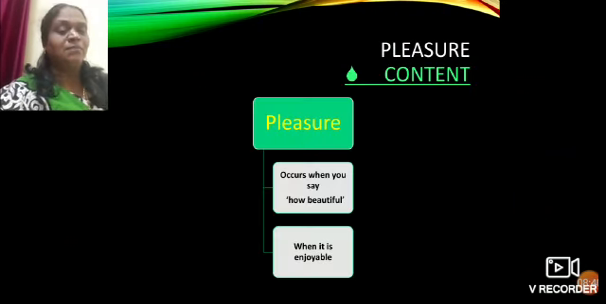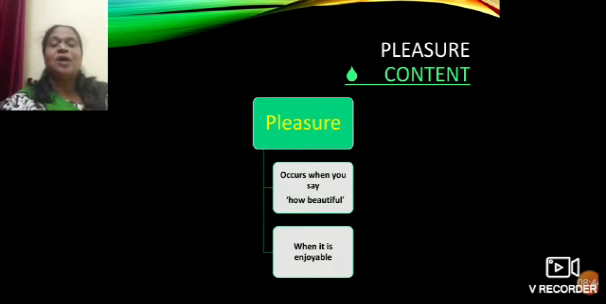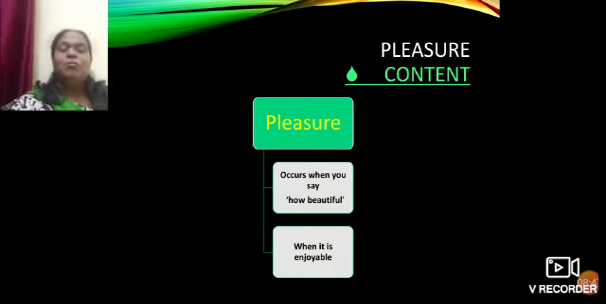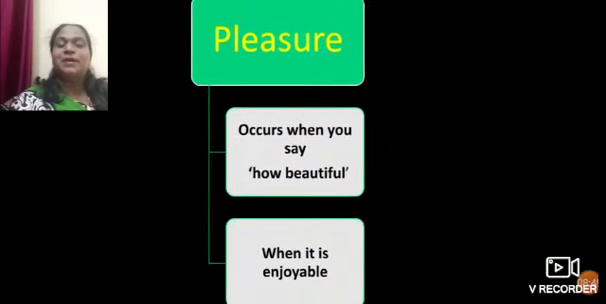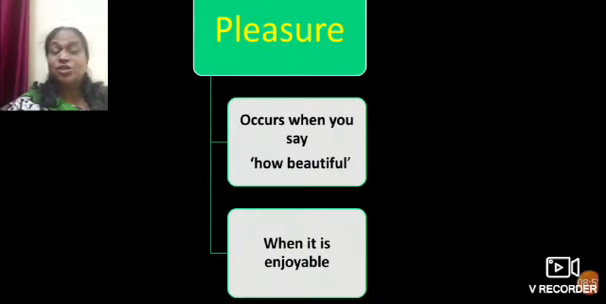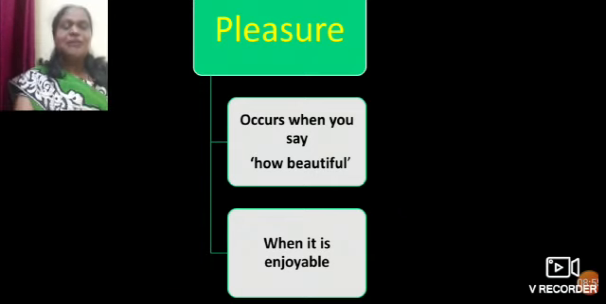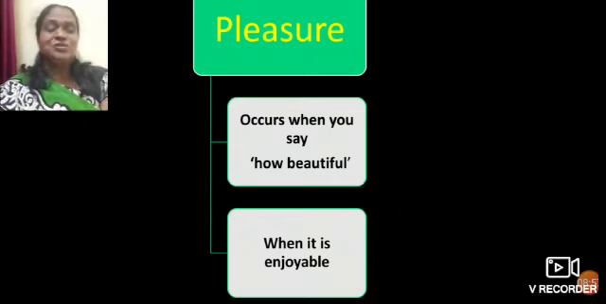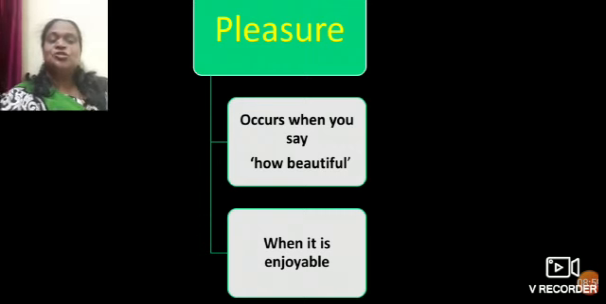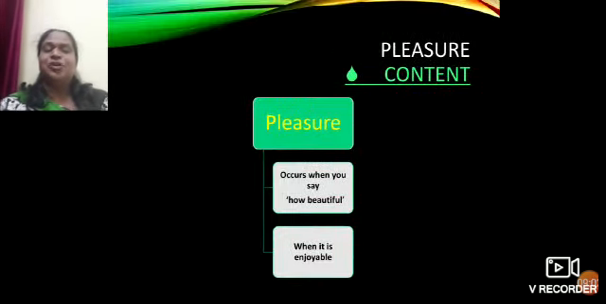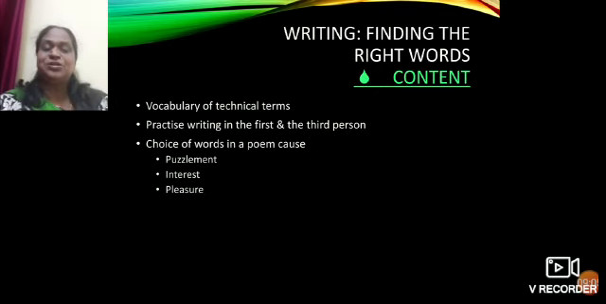Then the third one, sometimes when you read a poem, it might be too pleasing to you, they cause some pleasure. So when is pleasure caused? Pleasure occurs when you say, oh, how beautiful this poem is. I just didn't even imagine that such a thing could happen. So it's too beautiful. Or when you say it's too enjoyable. So that's when pleasure is caused.